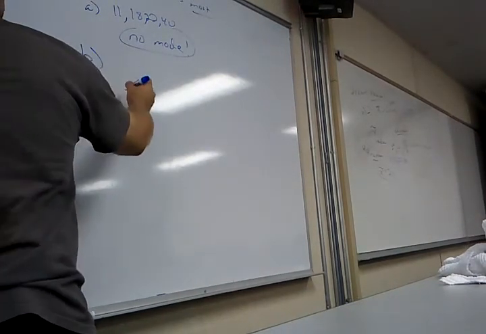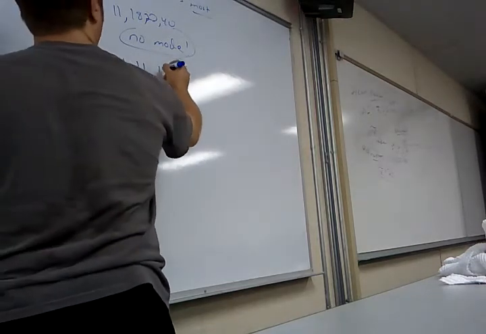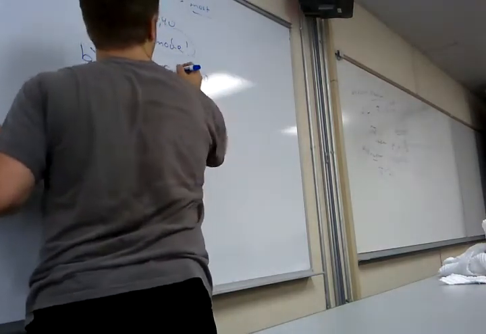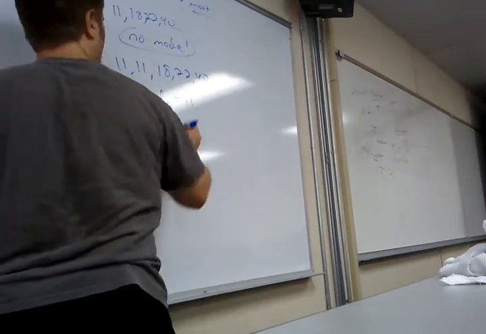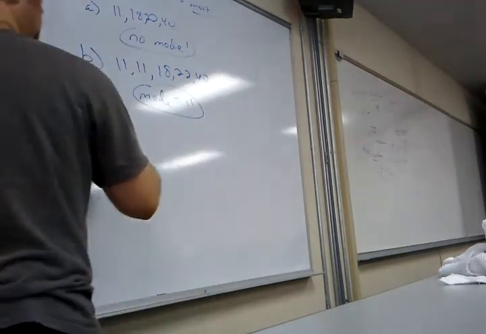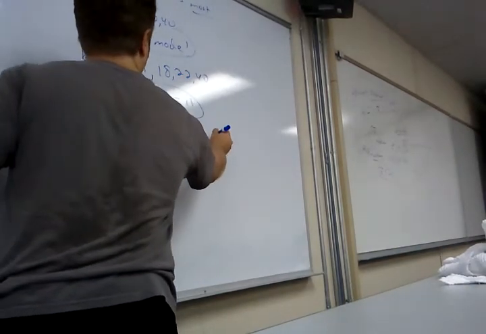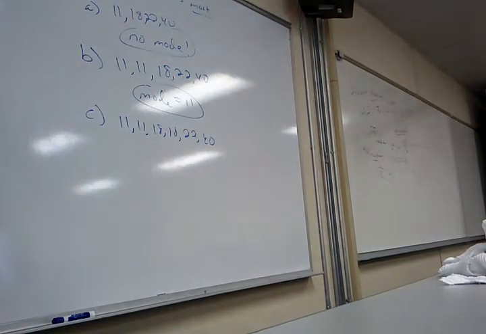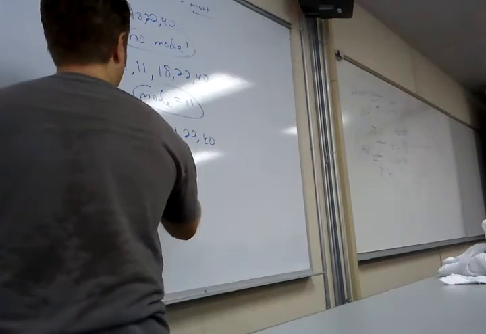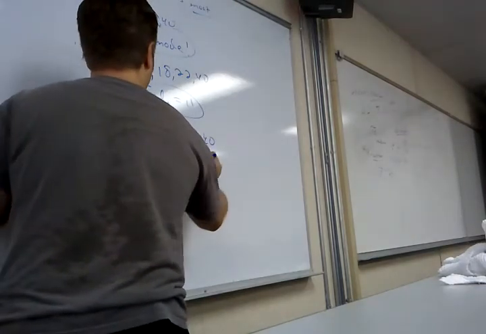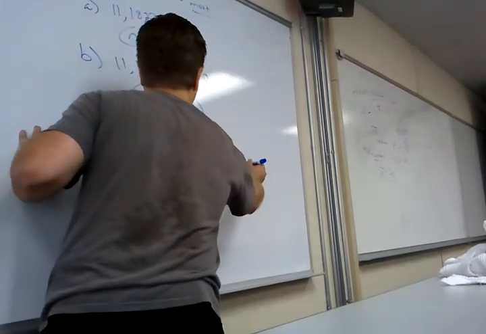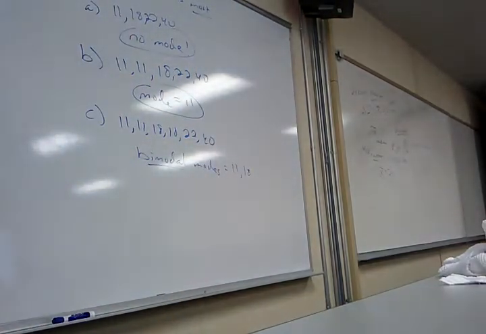So a couple quick situations. What about 11, 11, 18, 22, 40? Obviously the mode is going to be 11. What about if I have 11, 11, 18, 18, 22, 40? It will be 11 and 18. It's a tie. It's called bimodal. Modes: 11, 18. Now, I think the book, if I remember correctly, goes up to trimodal.